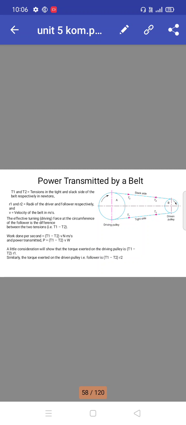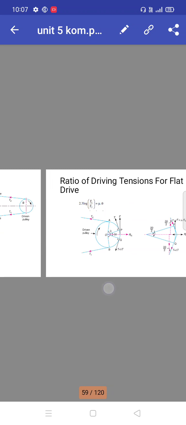The effective turning, that is driving force at the circumference of the follower, is the difference between the two tensions, that is T1 minus T2. The work done per second is (T1 minus T2) into velocity, in newton meter per second. The power transmitted P is equal to (T1 minus T2) into v. A little consideration will show that the torque exerted on the driving pulley is (T1 minus T2) into r1. Similarly, the torque exerted on the follower is (T1 minus T2) into r2.